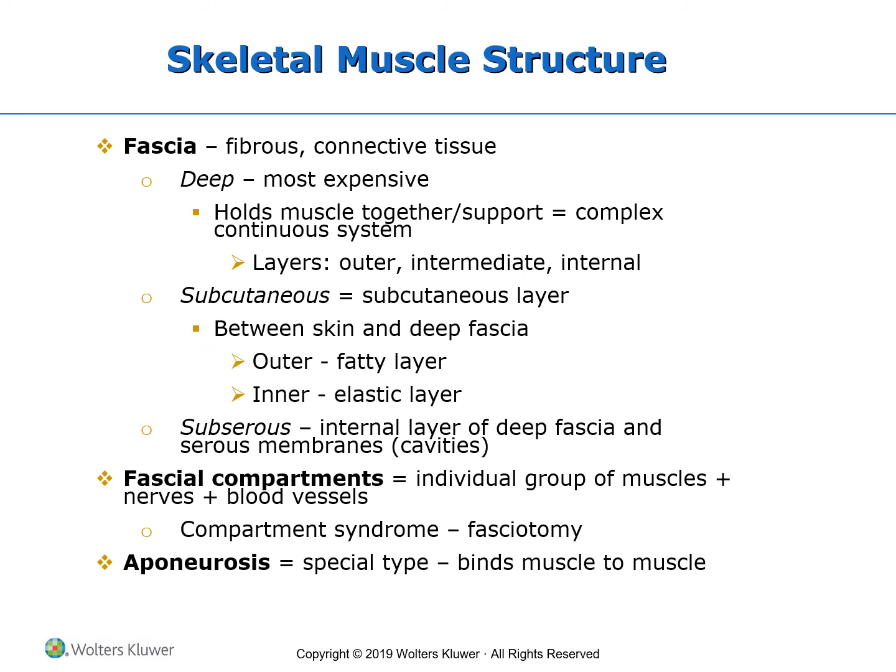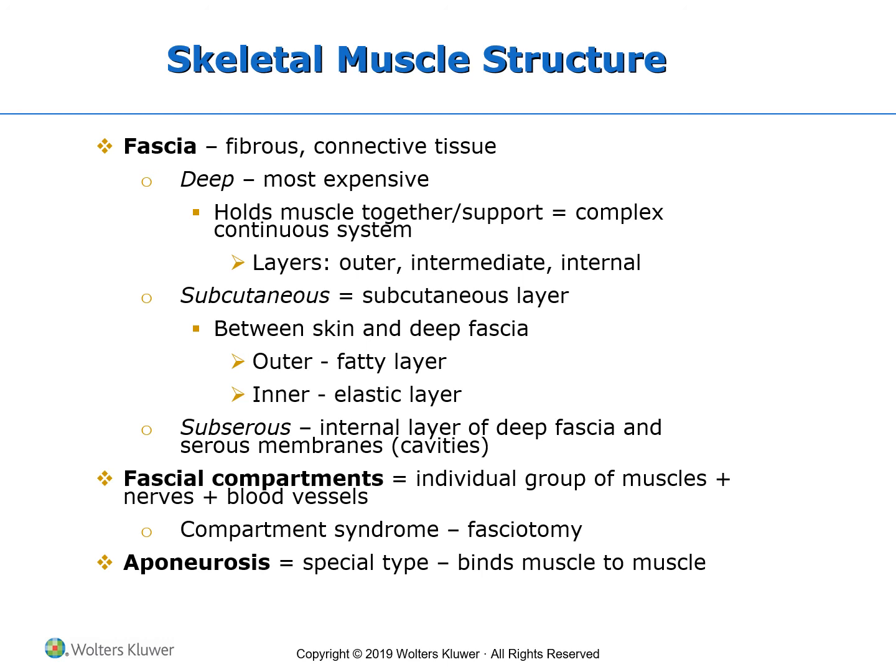Before we move into a more in-depth understanding of the skeletal muscle structure, let's describe what's on the outside. On the outside, we have a few membranes called fascias. Those are fibrous connective tissue, and we have two types of those. We have the deep one that is most extensive, and the main function of the fascia is to hold muscle together, to support the muscles as groups, and to make them work as a complex continuous system. In terms of layers, we have an outer fascia, an intermediate one, and an internal one.